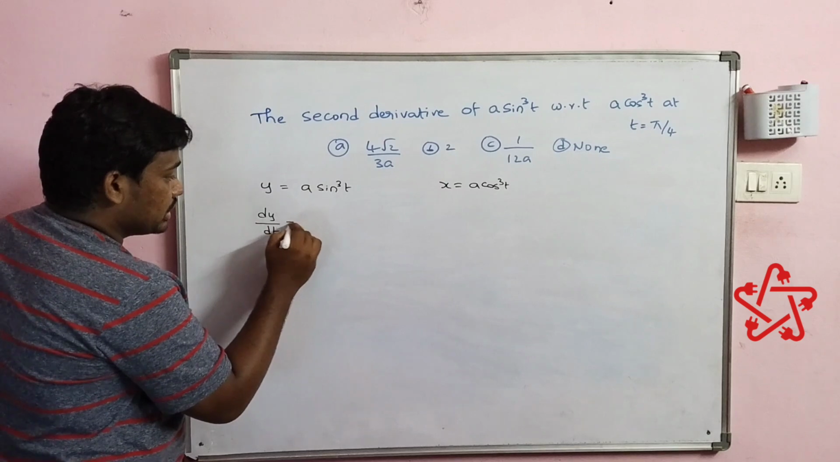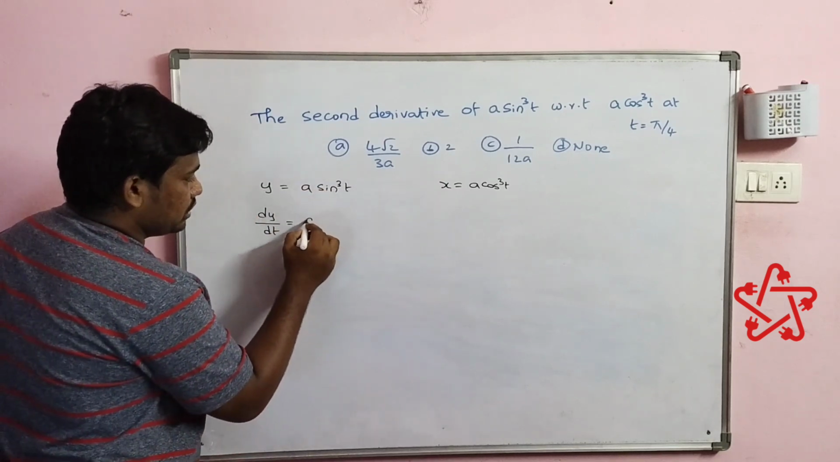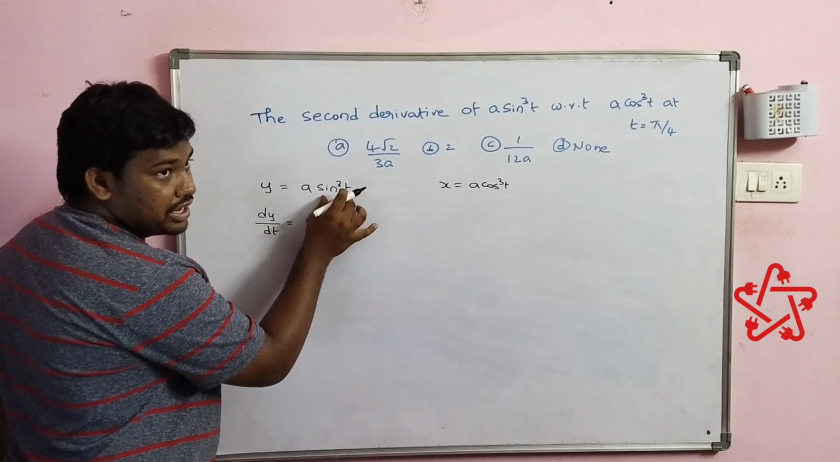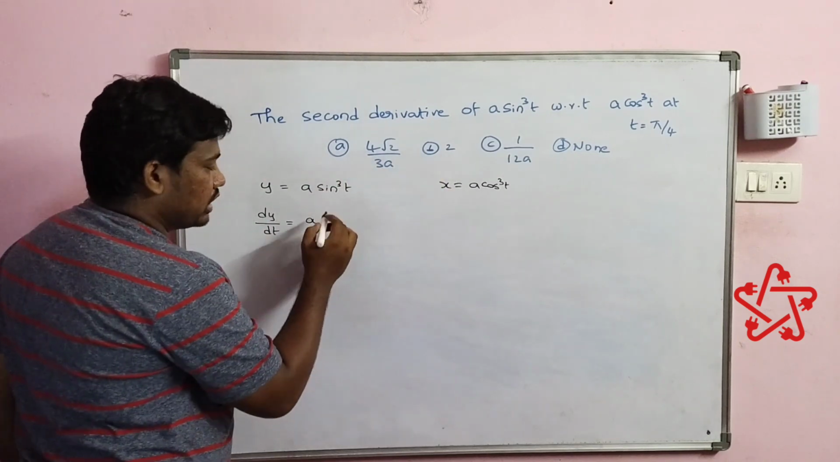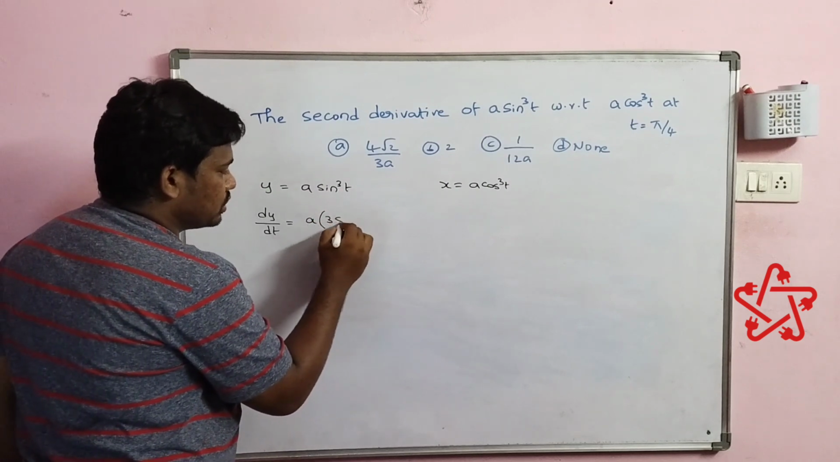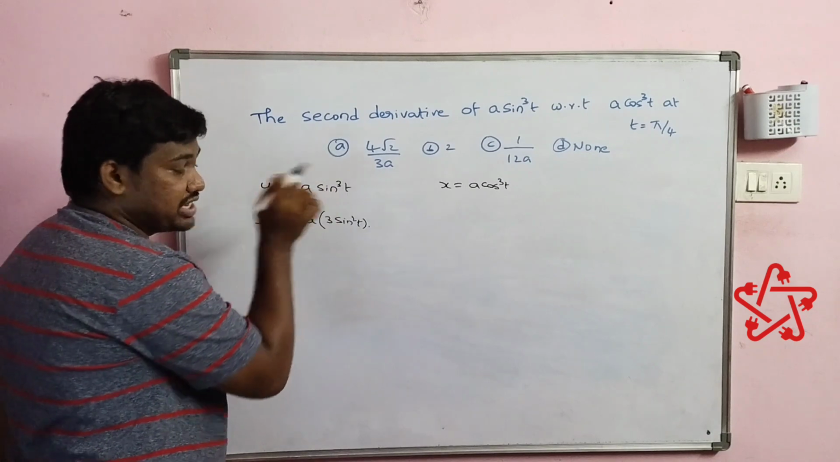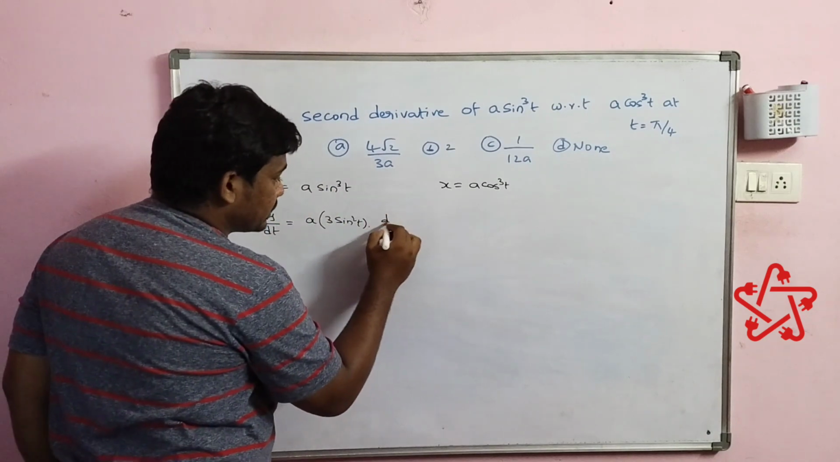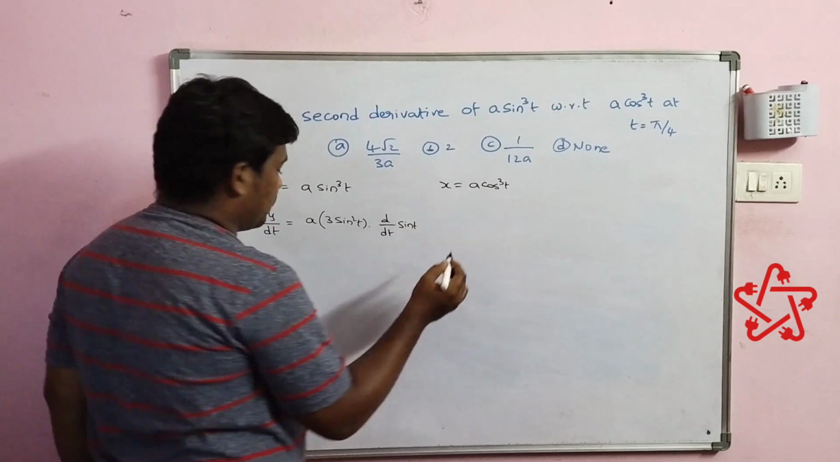Now if you differentiate, we will be getting a sine cube t. It is of the form x cube. Let us assume this as x, and it will be x cube, so the answer is 3x square. 3 into sine square t. But it is not x actually, so we need to differentiate it again. Sine t.